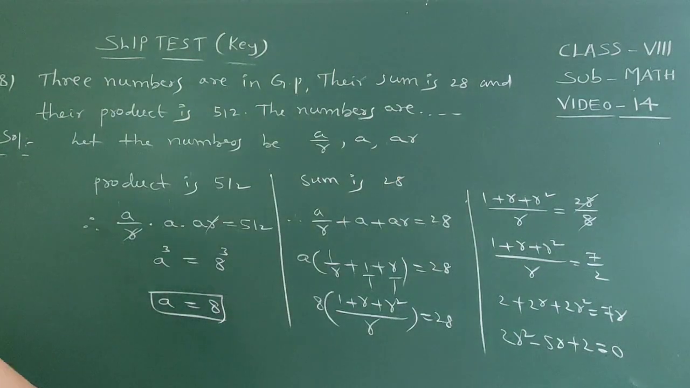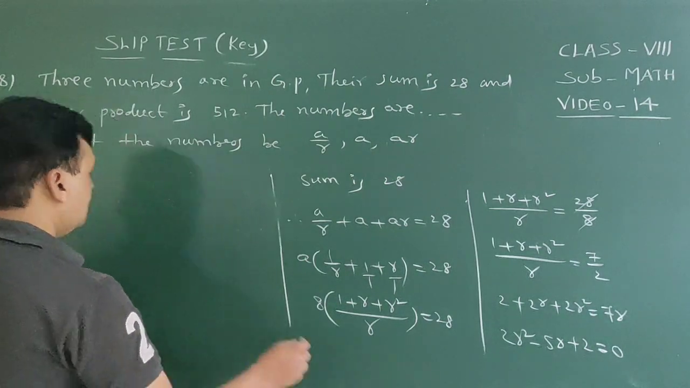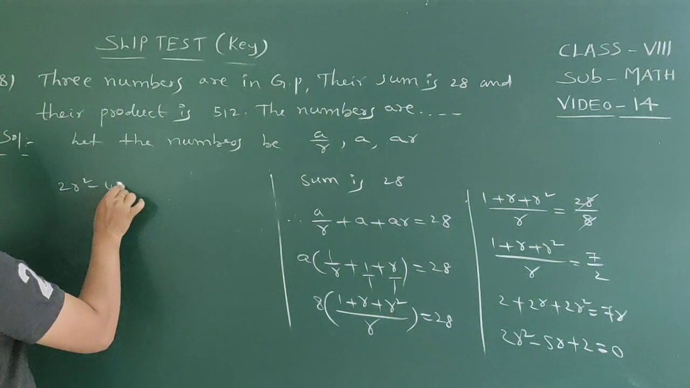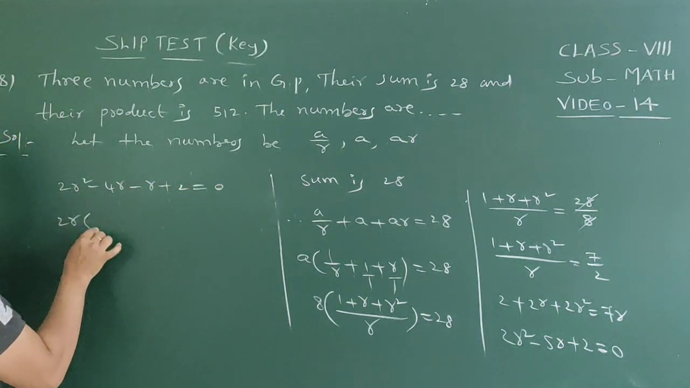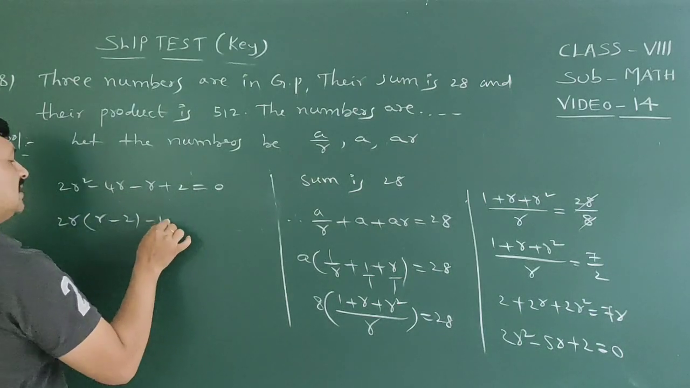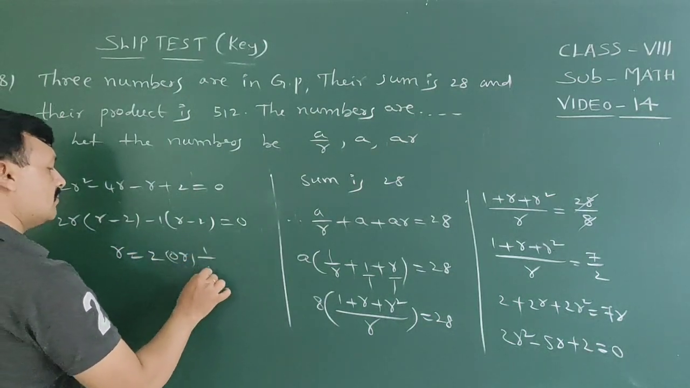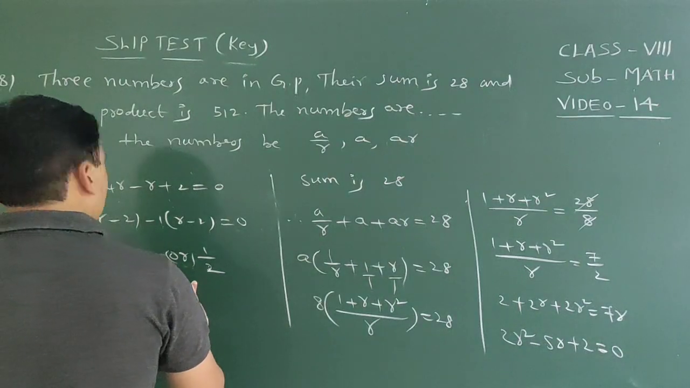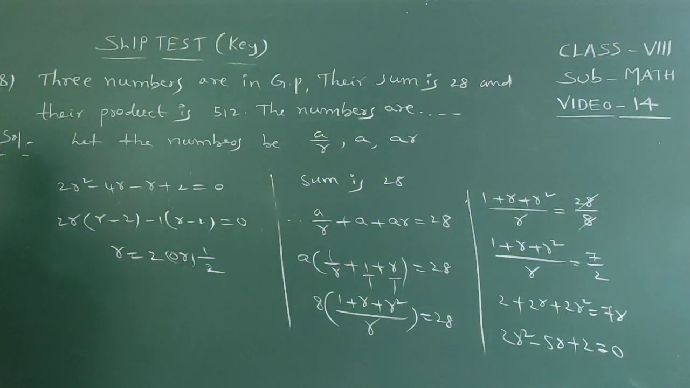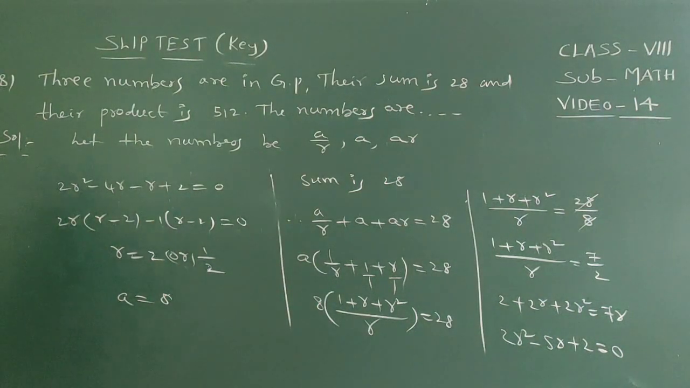Now 2r square minus 4r minus r plus 2 equal to 0. Here 2r common, r minus 2, here minus 1 common, r minus 2. So r equal to 2 or 1 by 2. Now we want a value here. a also we got, a equal to 8. So with the help of a and r we can find the numbers.